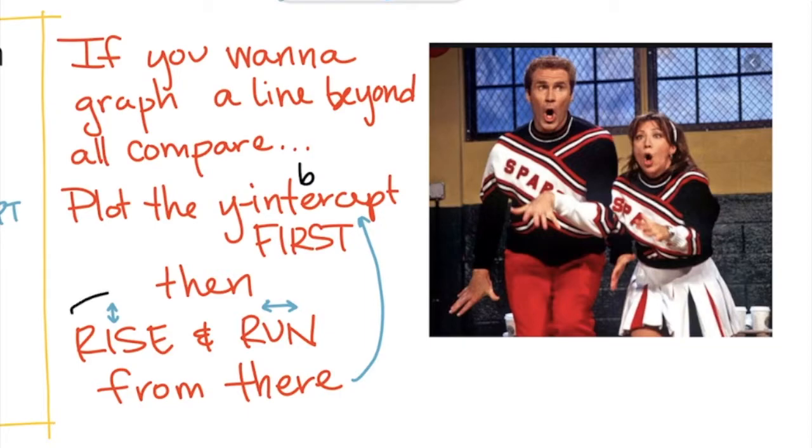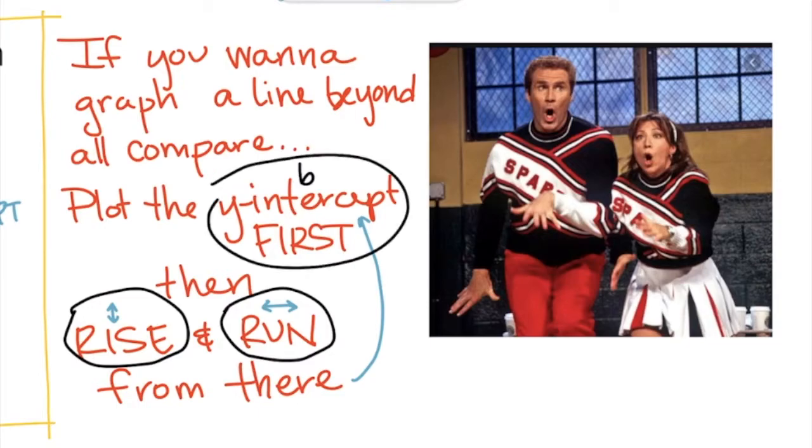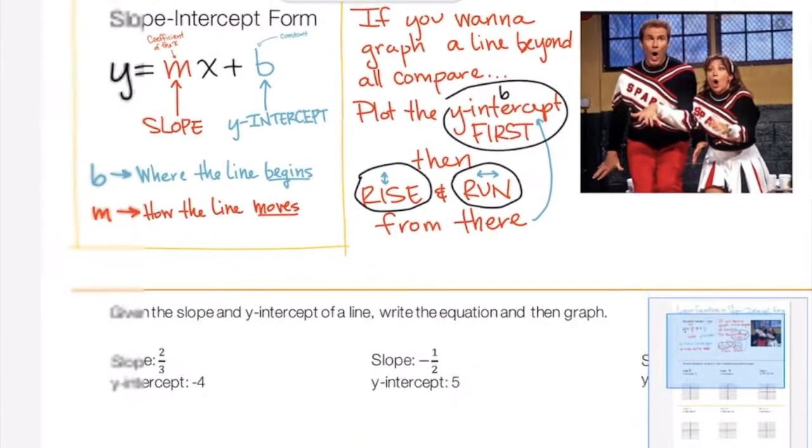Then you're going to rise. That's your up and down movement. And then you're going to run. That's your left and right movement. The place where you start going up and over is from the y-intercept. So you rise and run from there, from the y-intercept. So if it helps you, great. If not, you can ignore it.